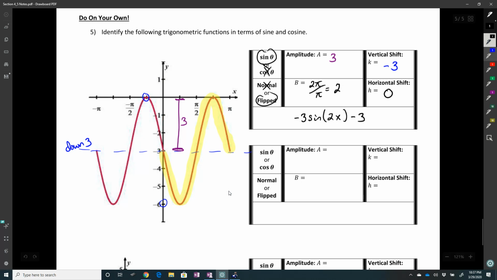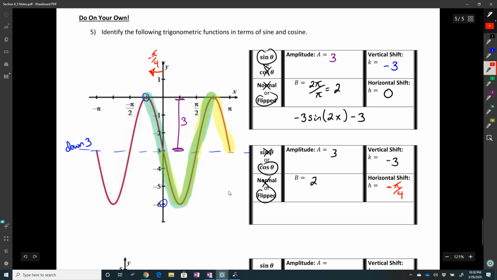Now, let's go ahead and do the next one. If I wanted to do a cosine, I probably would have started here instead. And notice that this is a flipped cosine. The amplitude is still 3, the b is still 2, that doesn't change. My vertical shift is still minus 3. All that changed is notice that we went this way by what looks like negative pi over 4. So instead of being at 0, now we're at negative pi over 4. So my horizontal shift is negative pi over 4.